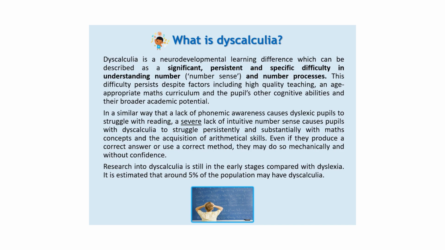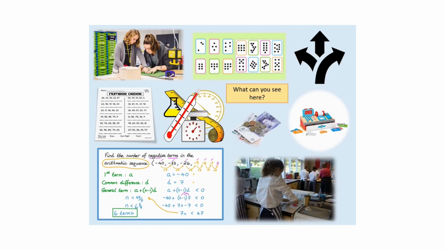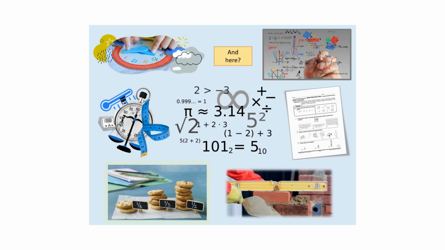Research into dyscalculia is still in the early stages compared with dyslexia. It is estimated that around 5% of the population may have dyscalculia. What can you see here? And here?